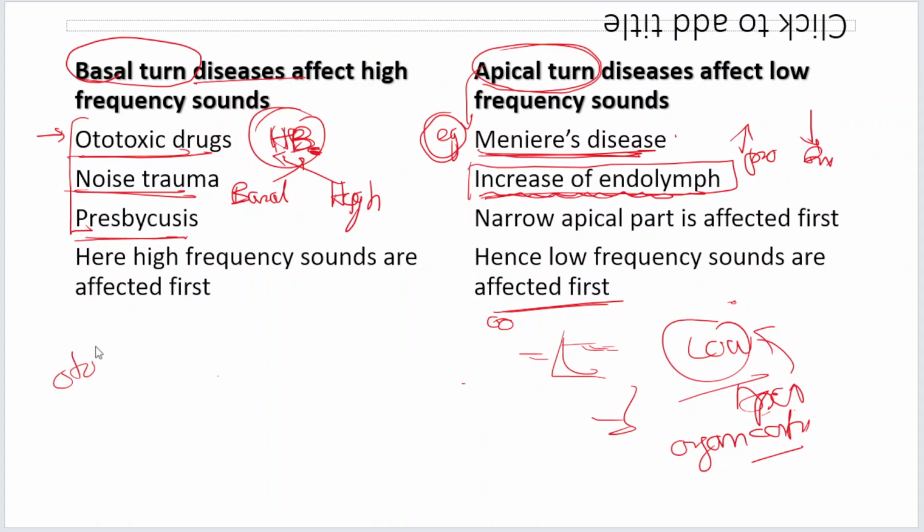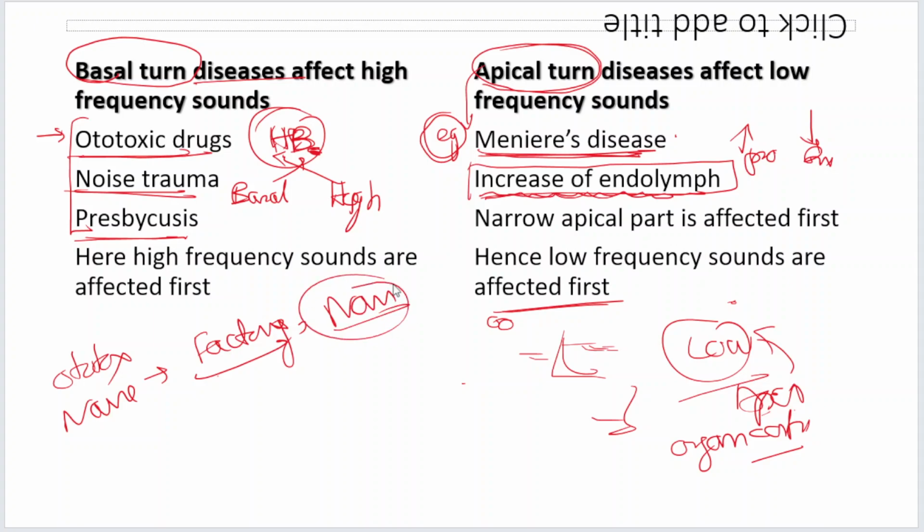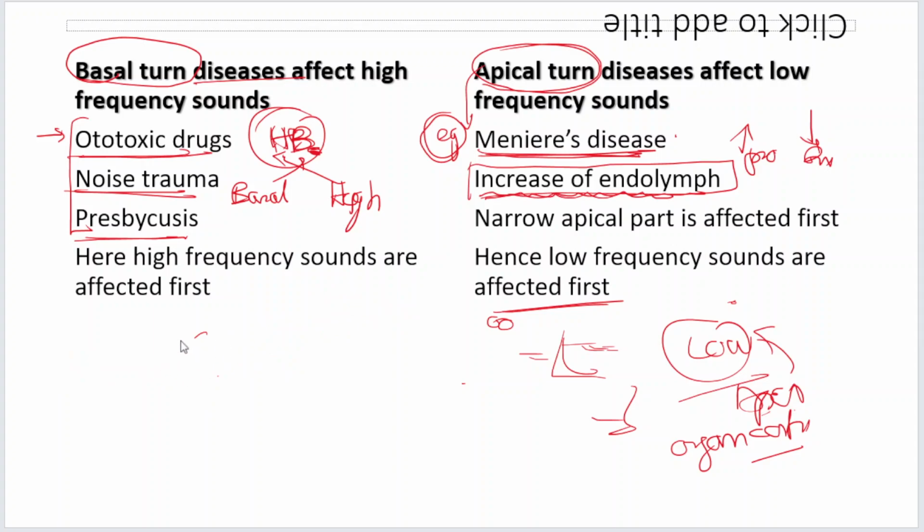So one is ototoxic drugs, then noise trauma. A guy goes to work in a factory where there is noise trauma, a lot of sound. Before joining the job, he gets a basal audiogram, and then he starts checking repeatedly, every 3 months or every 6 months or whatever. He checks this audiogram and sees if the basal turn of the cochlea, the high frequency hearing sounds, are getting affected. Also presbycusis. What is presbycusis? The hearing loss that someone gets as they age is called presbycusis.